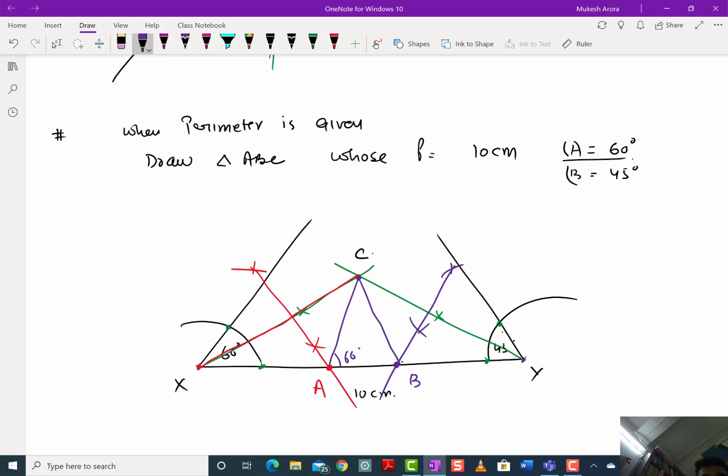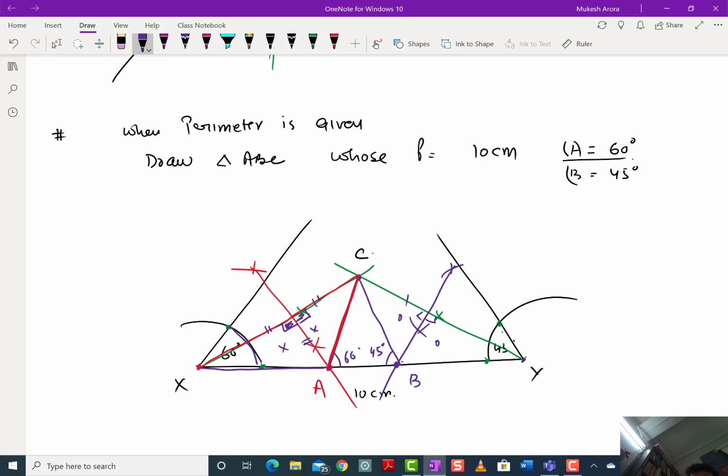This will be angle 60. This 60. This is 45. This angle will be 45. If we have to prove, we'll take these two triangles. This angle is equal to this. This is common. Therefore, XA is equal to CA. Similarly, we will move to these two triangles.